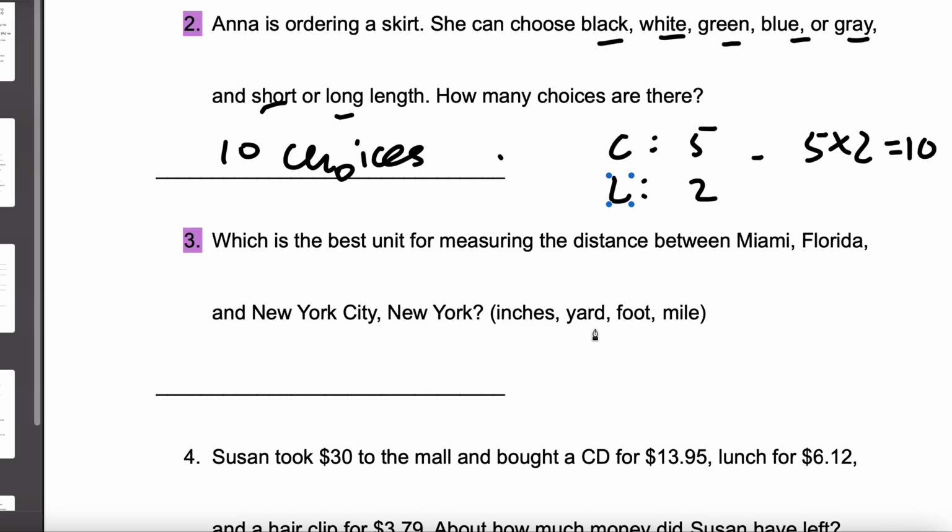Feet, that's like 1 ruler, so you could use that to measure your height. Miles is what you use to measure long distances, like the distance between cities. For example, like how many miles is it from Los Angeles to Yorba Linda, something like that. So the best unit for measuring the distance between Miami, Florida, and New York City is probably going to be miles.